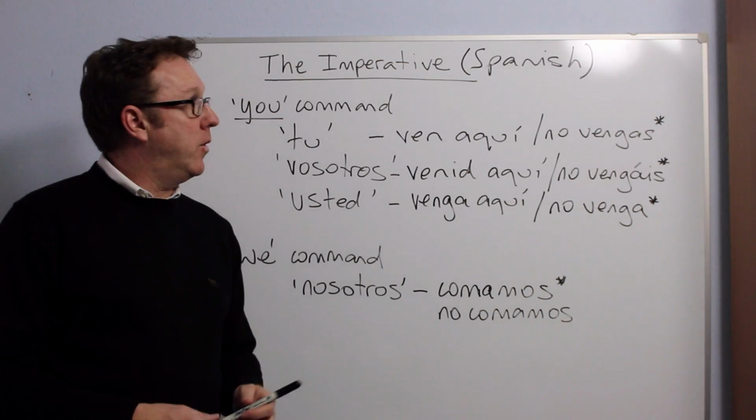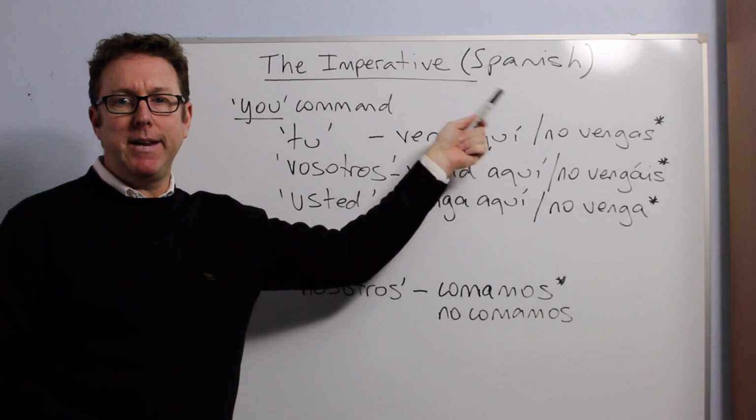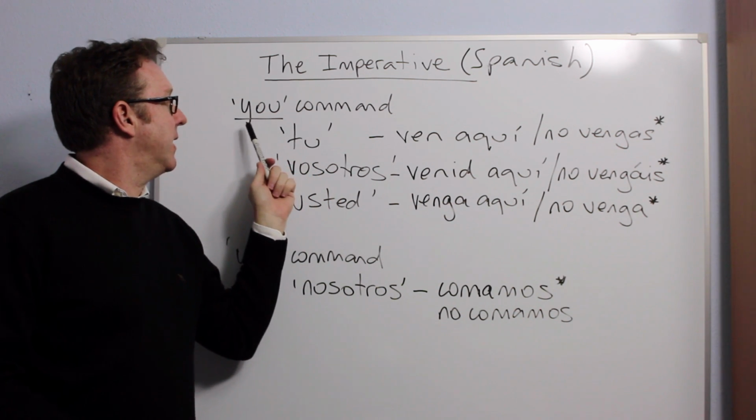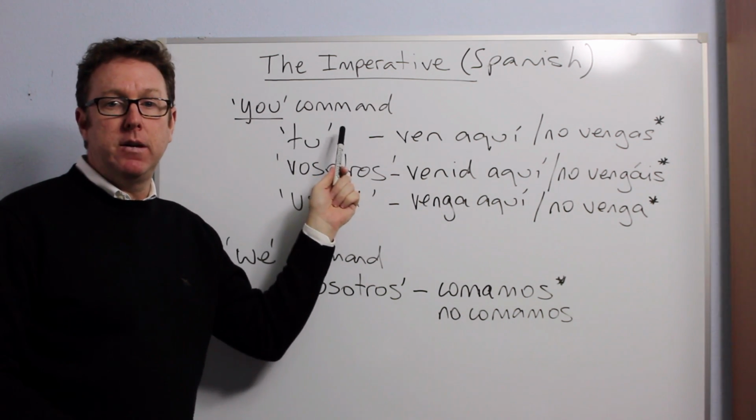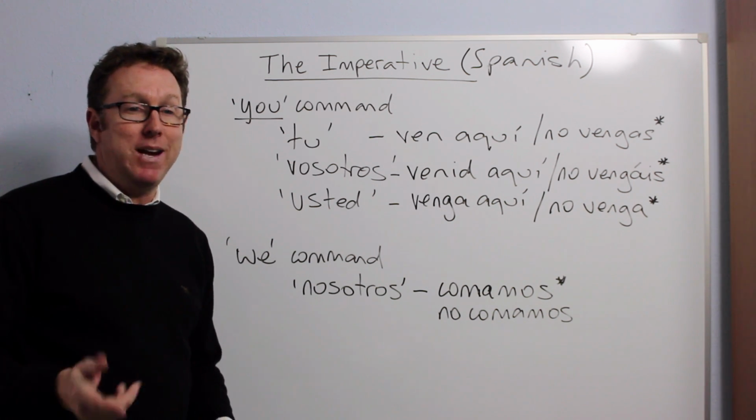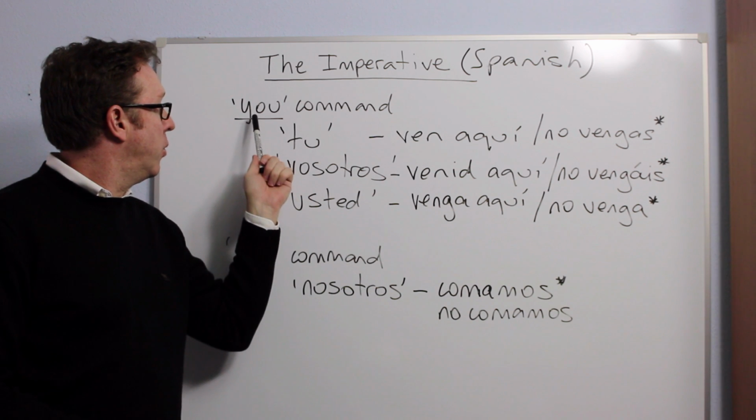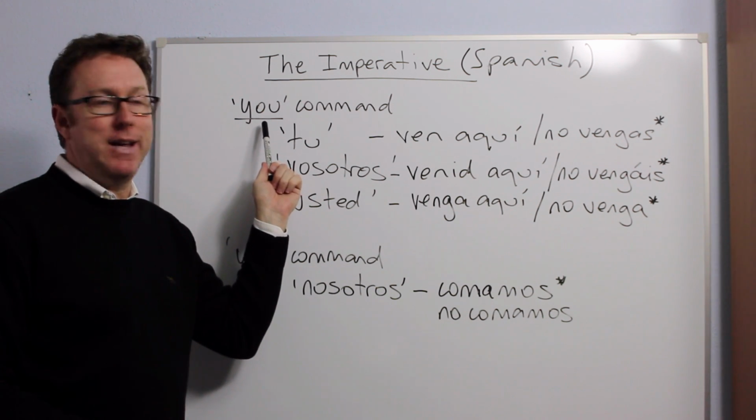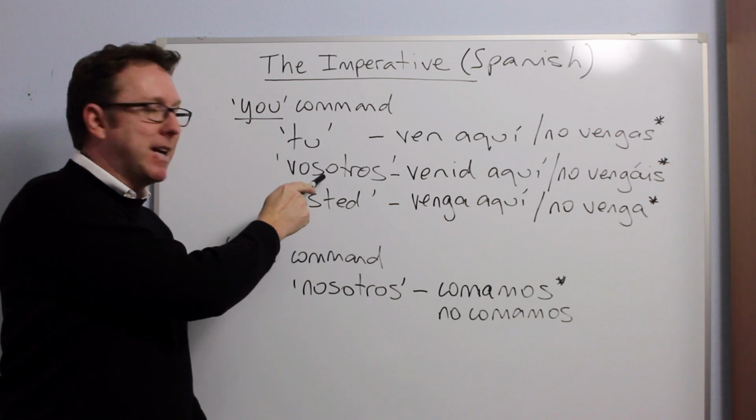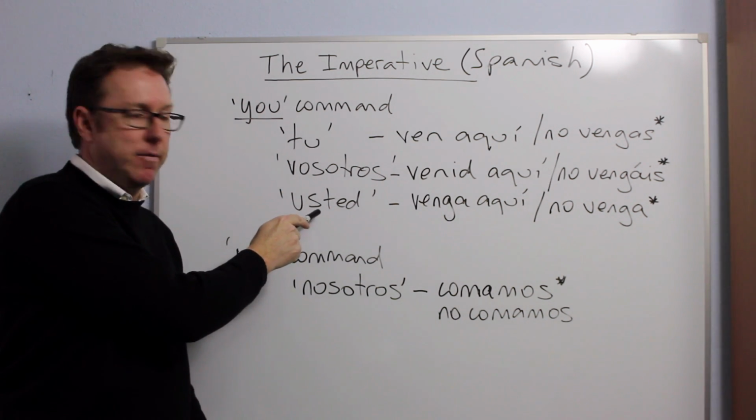Now, in this part of the lesson, we're going to look at the imperative, but in Spanish. Similarly to English, we have the you command, but now this is where Spanish differentiates itself a little bit from English, because we have 1, 2, 3 ways to do the you command in Spanish. The first one is with tú, the second with vosotros, the third with usted.